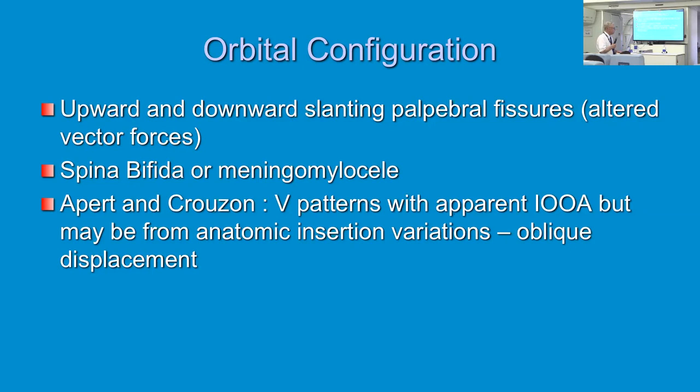And for example, certain medical conditions like the craniofacial disorders like Apert and Crouzon's disease, they frequently get V patterns, and they look like they have inferior oblique overaction, but it may be from a variation in the insertion of the horizontal muscles.